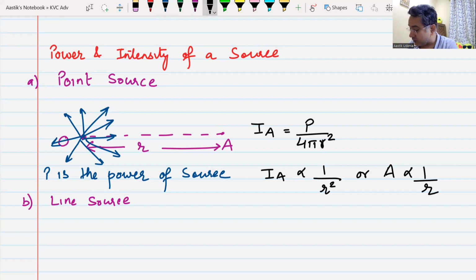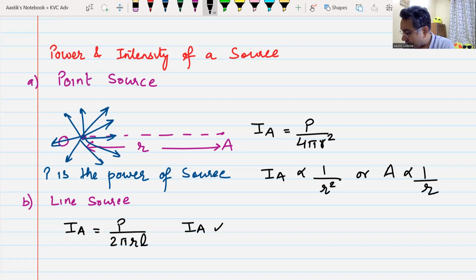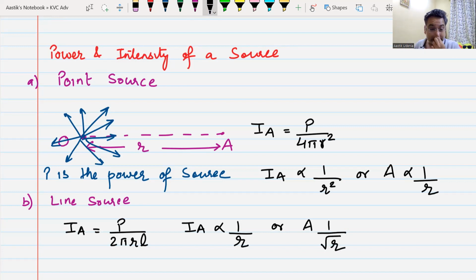Similarly, if you have to find out the intensity due to a line source at any point A, which is at a distance r from it, you will find it in this way: P divided by 2 pi r L, where L is the length of that light source. So in this case, intensity at point A will be inversely proportional to r, or proportional to 1 by r, or you can say the amplitude will be proportional to 1 by root over r. These are the two things that you should remember.